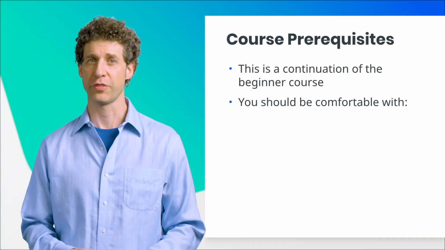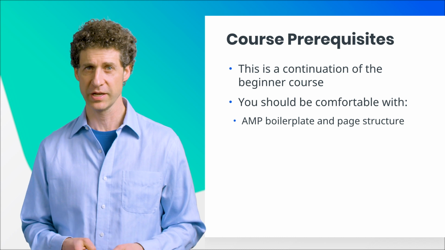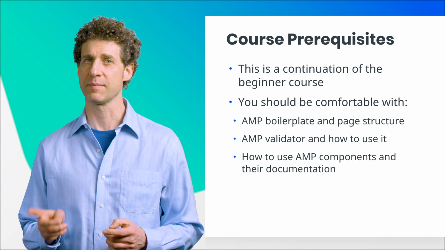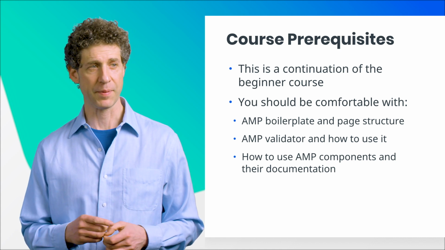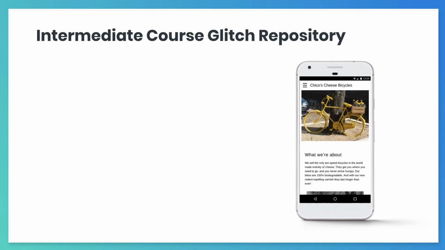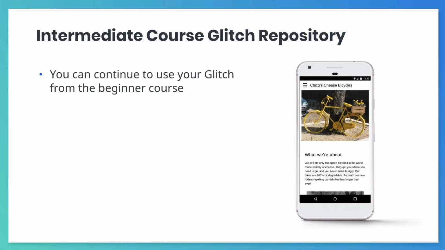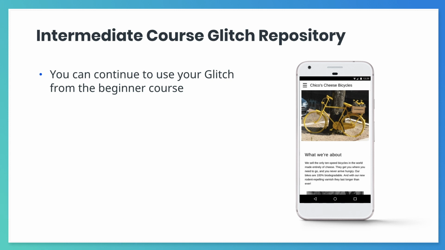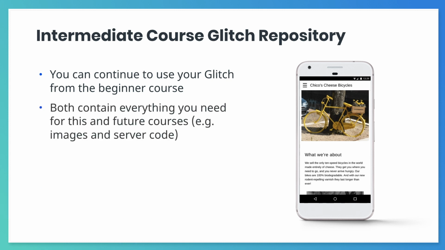You should be comfortable with AMP boilerplate code and page structure, using the AMP validator, and using AMP components and AMP documentation. If any of these topics are unfamiliar to you, review the beginner course. You can continue to use the glitch you used for the beginner course. Or, if you'd like to, you can start with the glitch repository listed in the video description, which already contains the site as it would look after completing that course. In either case, both glitches contain the assets and server code necessary to complete future exercises.